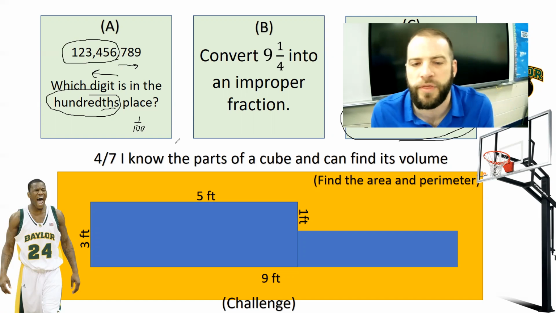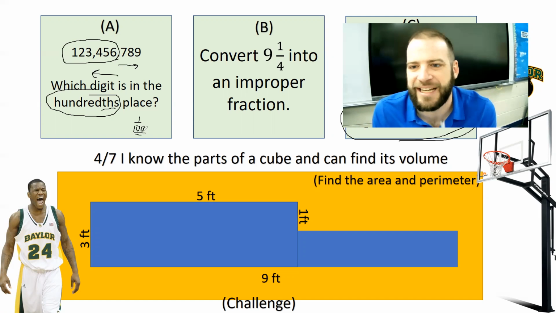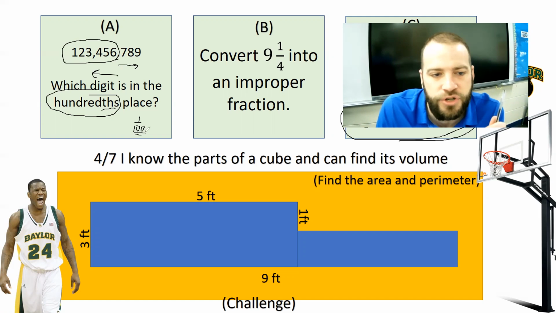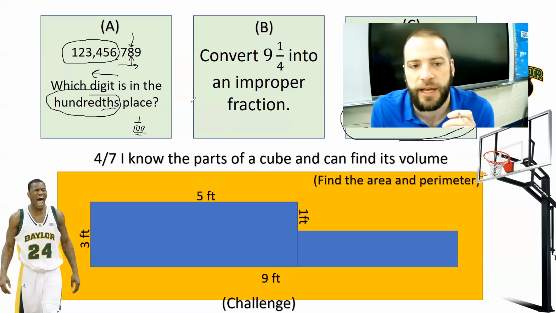How do you know which one the hundredths place is? Well, remember, the trick is if you look at its fraction form, however many zeros it has, that's where it's located. So there's 2 zeros, so that means this is the hundredths place. So your answer should be 8.